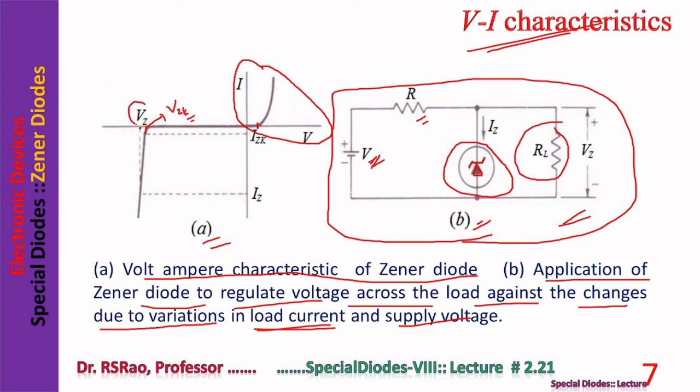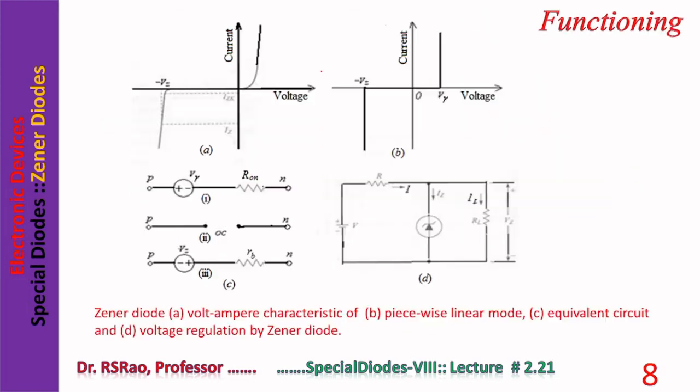Here a voltage Vz and a current Iz are indicated. Vz, Iz stand for the operating point of the diode. It is operated at this point.